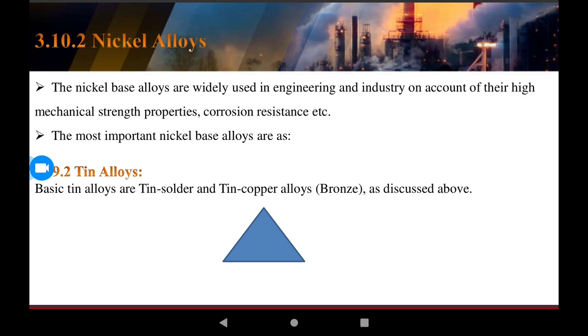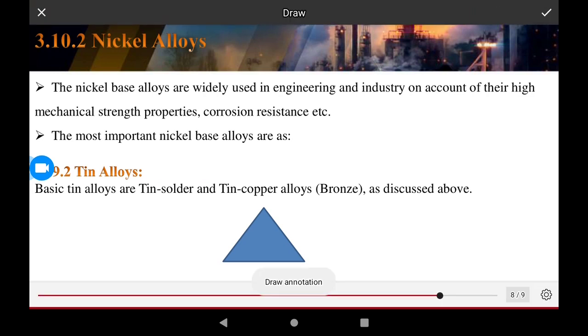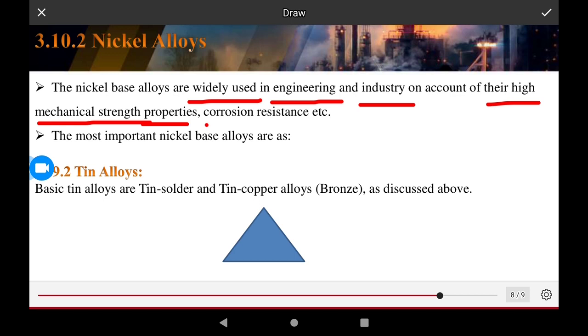Nickel alloy. The nickel-based alloys are widely used in engineering and industry on account of their high mechanical strength, corrosion resistance, etcetera. The most important nickel-based alloys are tin alloys. Basic tin alloys are tin solder, tin copper alloys and bronze, as discussed above.